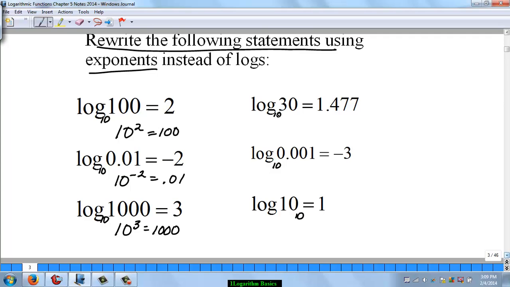Now I look over here, I say, okay, this one is log of 30 is 1.477. I have base 10, exponent is this, equals 30. Here, base 10 to the negative 3, because my exponent is negative 3, is 0.001. And here, log of 10 is 1. This is something you should know. And if you look at it, all these logs, how many zeros there are, this one's going backwards, but that's what your base is, your exponent is, so I say 10 to the first equals 10. Okay, so we just rewrote those from logs to exponents.